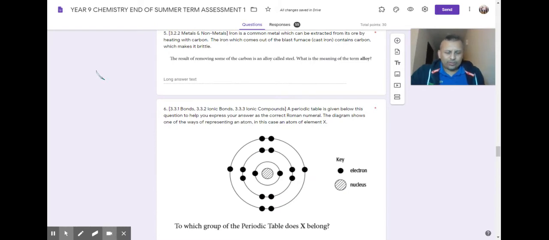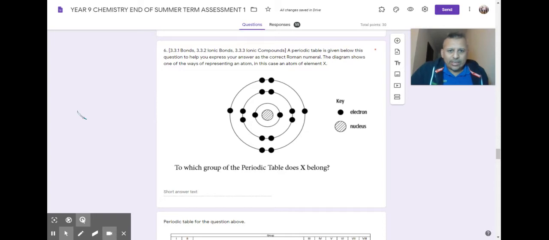The definition of an alloy is a mixture of a metal with another substance, but that other substance is more often than not a metal itself. You also needed to highlight that the substances that are used to form an alloy are elements themselves. So it's a mixture of a metal with another substance or another element, and that other element is usually a metal.